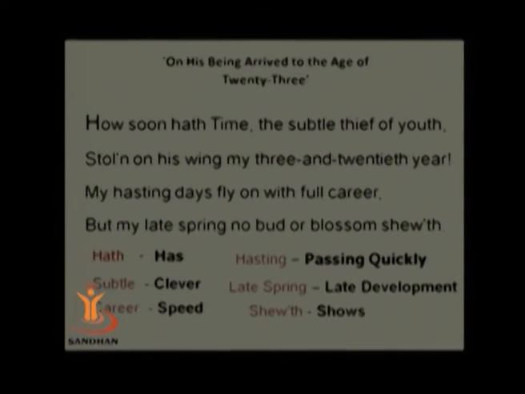So how soon had time? Time here has been personified and is addressed as a person. So how soon had time, the subtle thief of youth. So time is called a thief because time steals our youth. And again, stolen on his wing my 23rd year, that is, time as a thief has stolen his 23 years. So he is very cunning, very subtly he does it, and the hasting days fly. Hasting days passing very quickly again tell us something about the passage of time.